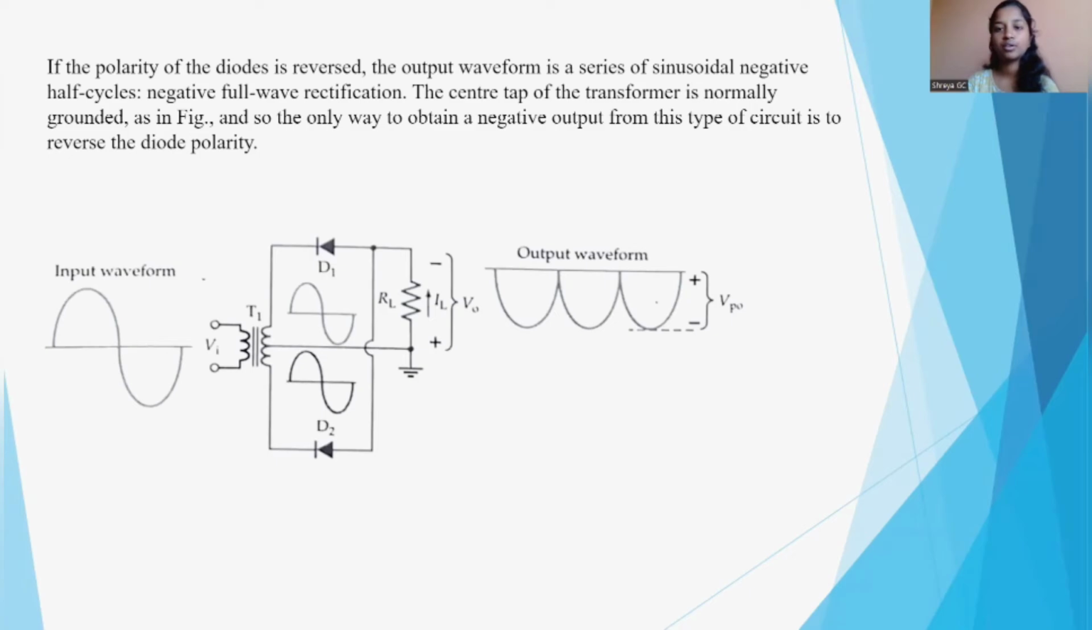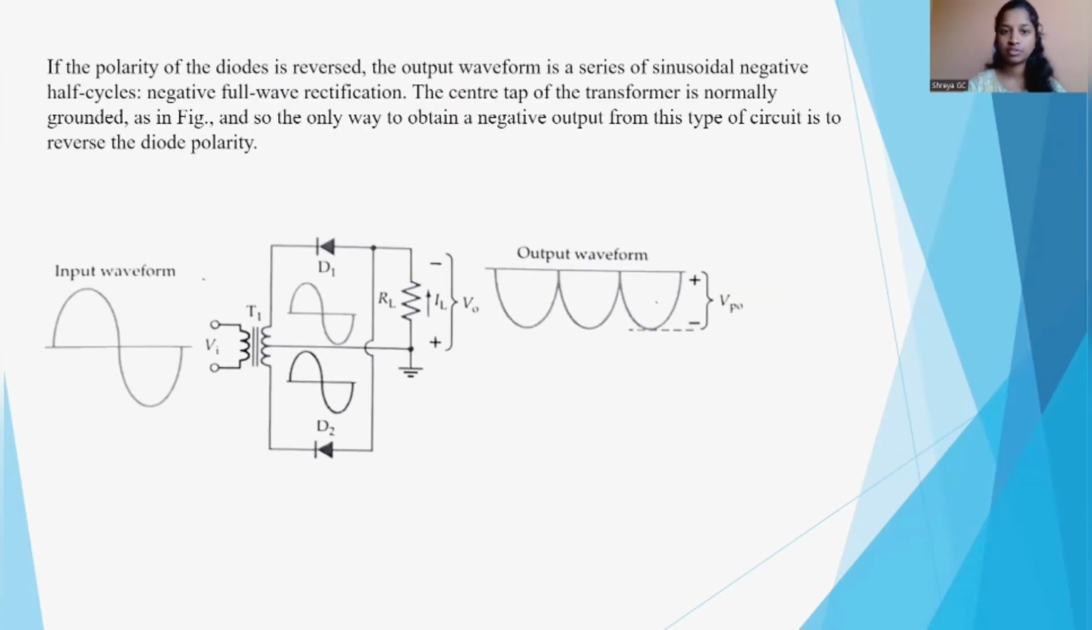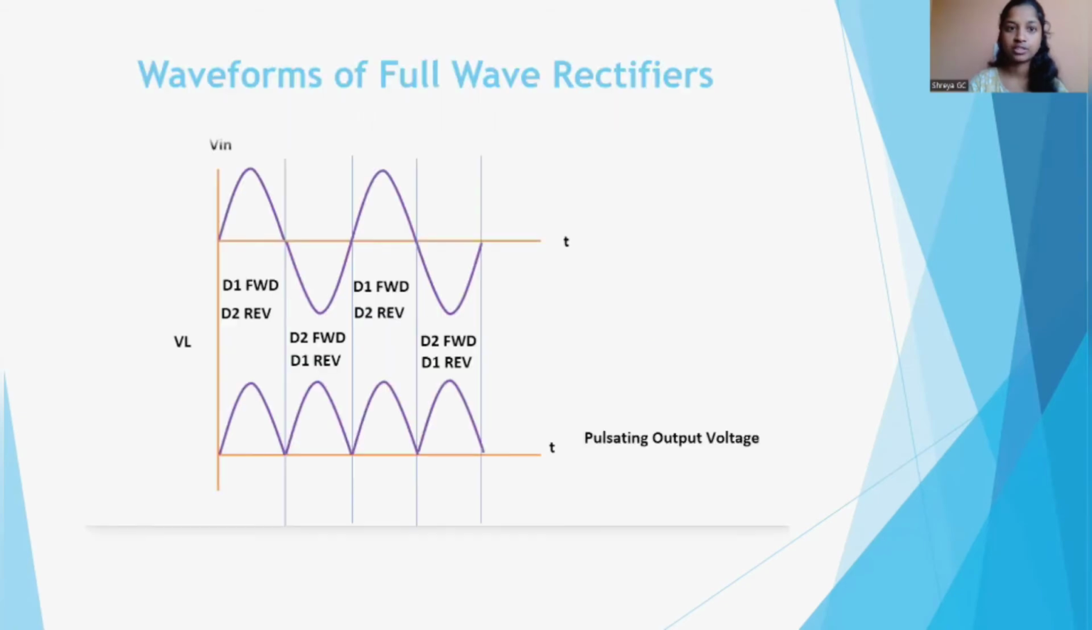The center tap of the transformer is grounded. Here the center tap of transformer T1 is grounded, as we can see in this figure. So now to obtain negative output, the circuit is built with the diode polarity reversed and the output looks like this. For normal diodes, the output waveform looks like this, but if the diodes are reversed, then this is the output of negative full wave rectification.